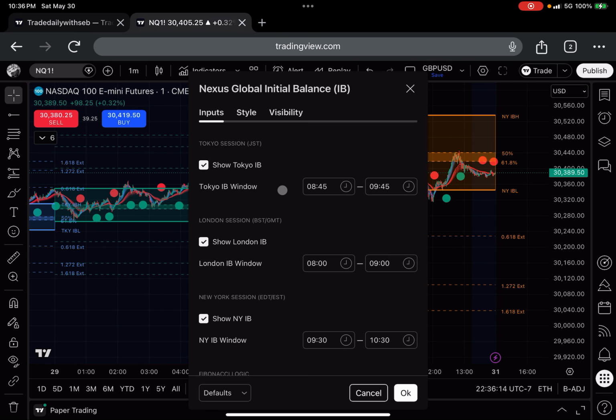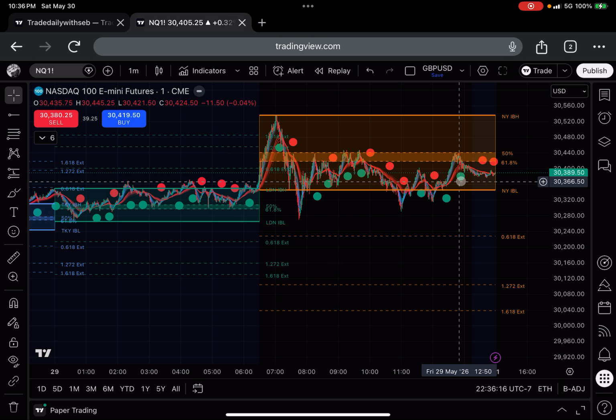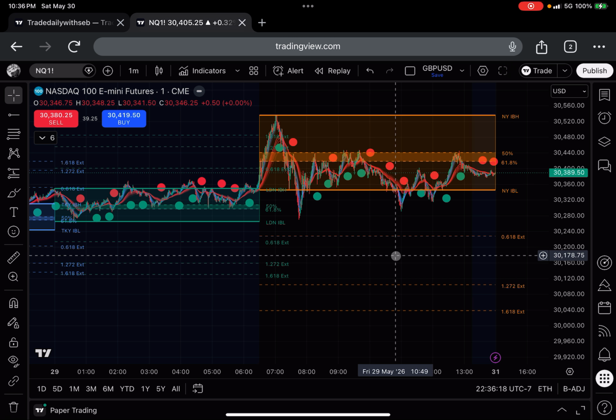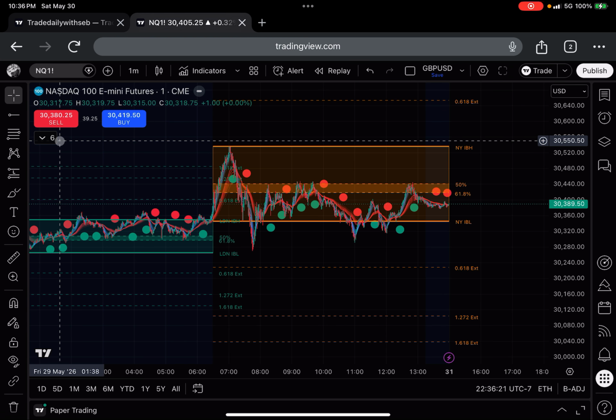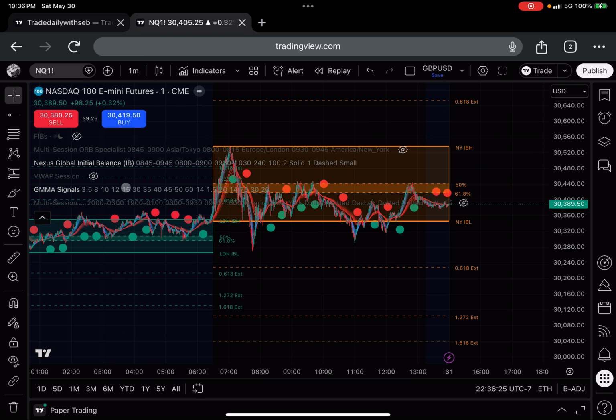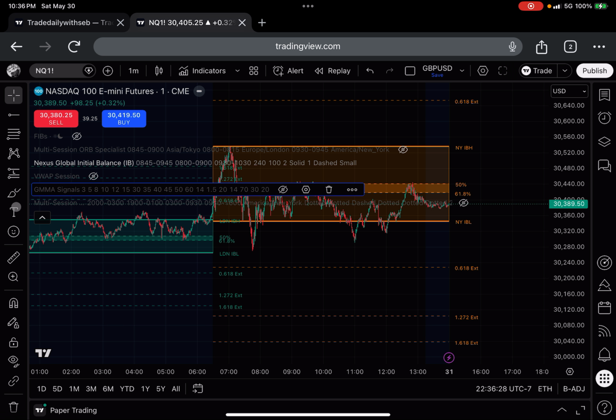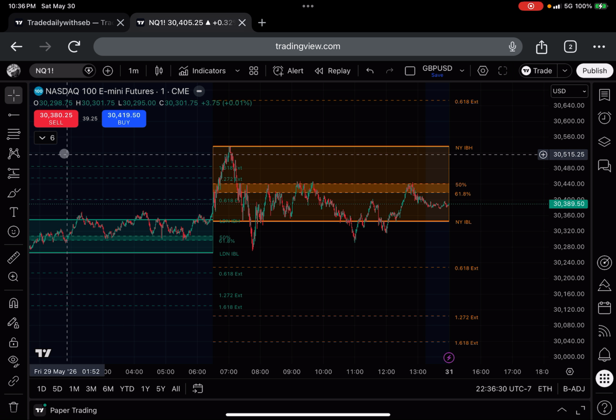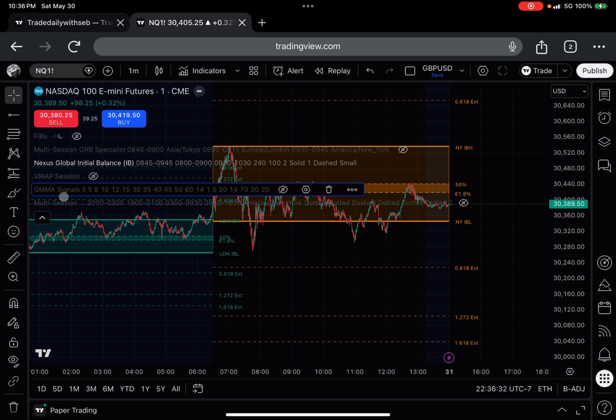I got another indicator too, also super helpful. You guys should really use it. If you guys are only going to use the Guppy multiple moving average signals, I just dropped it right now, so you guys can use that. The Nexus Global Initial Balance is a really good one. I love that one.